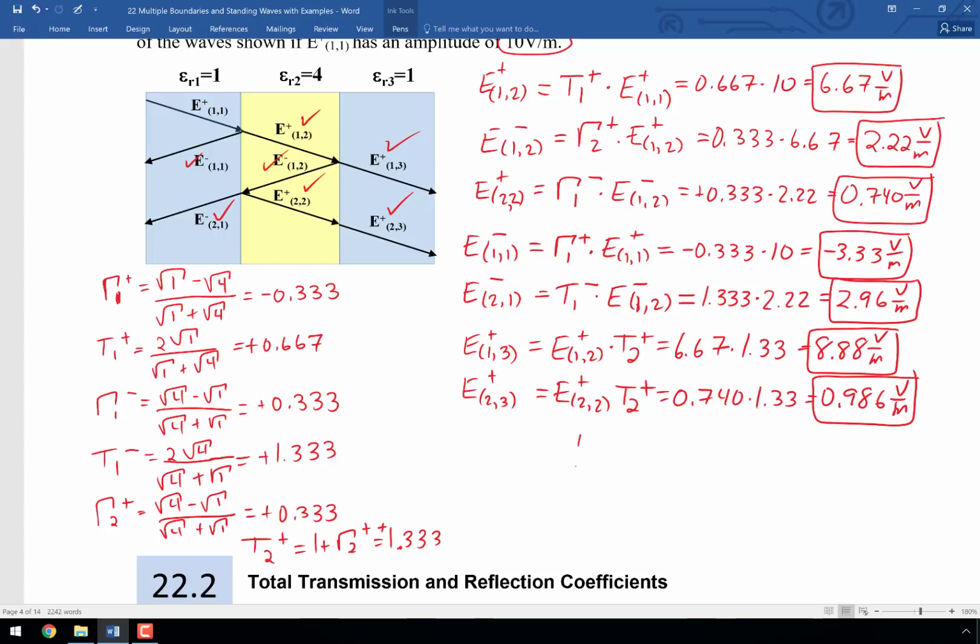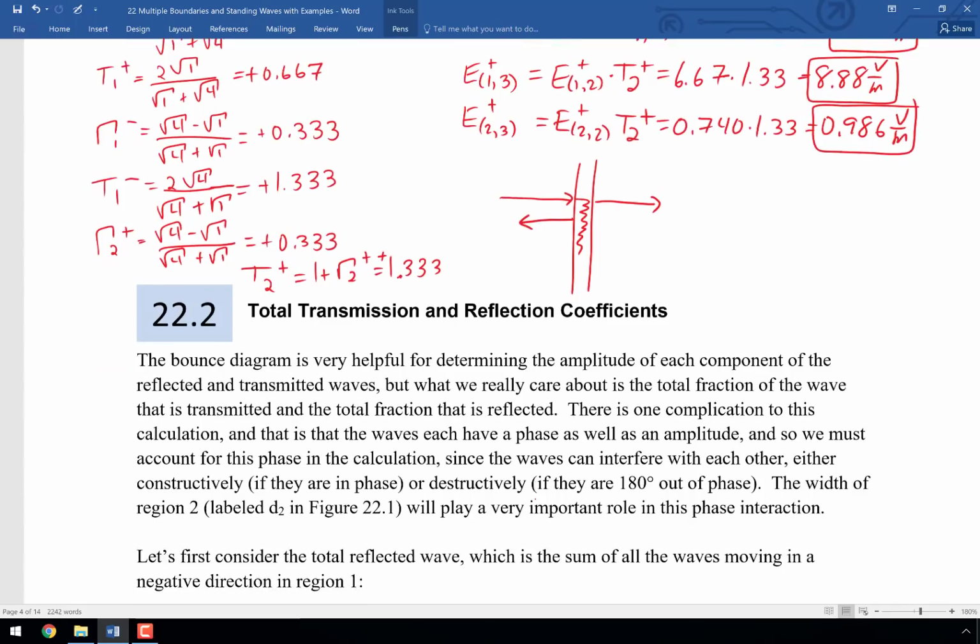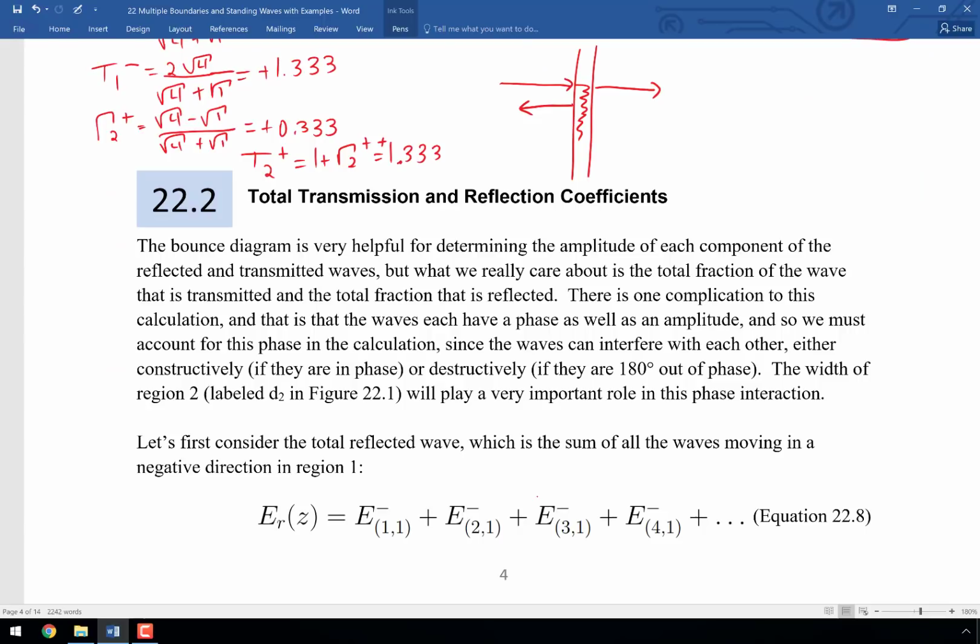I could think of this as a thin film, and I have a wave that's coming in, and yes, there's some stuff that happens in the middle here, but ultimately part of it gets transmitted and part of it gets reflected. And I want to figure out what is that total transmission and total reflection, and that's the next thing we can do. So we want to think about the total reflected wave.